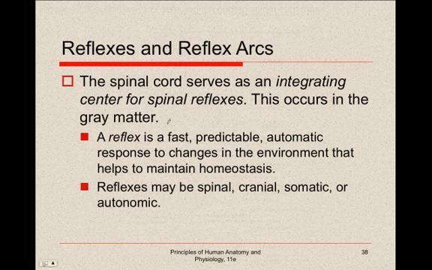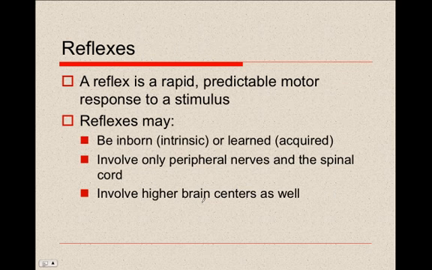So now that we've talked about some of these tracts, we can talk about some of these fun things like reflexes and reflex arcs. So a reflex, as you probably know, is a very fast and predictable automatic response to changes in the environment, especially to help us maintain homeostasis. Reflexes can be spinal, cranial, somatic, or autonomic, obviously, but we're going to focus on spinal reflexes because they're the most common reflexes that we're going to see here, and we're doing the spinal lecture, so we're really going to just focus on the spinal reflexes.